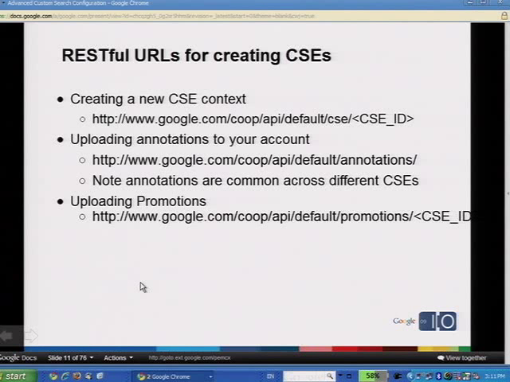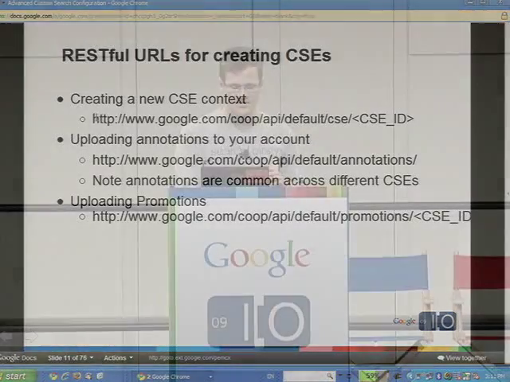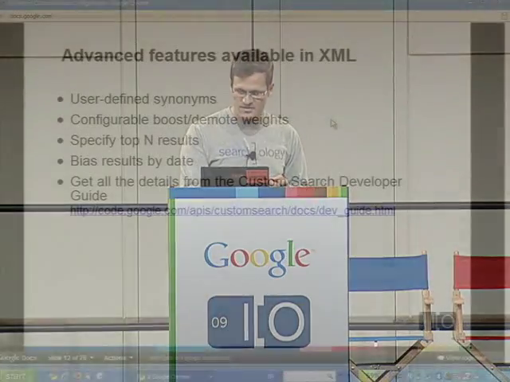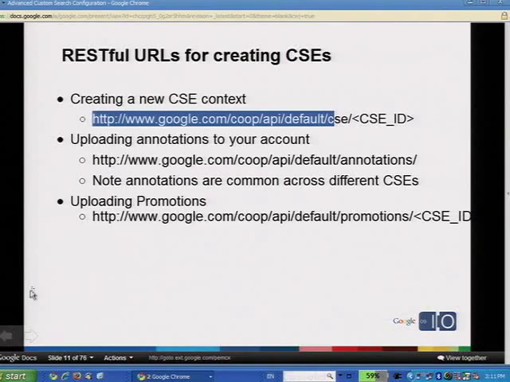And if I don't want to interact with the control panel, if I don't want to manually upload and download these XML files in order to create or to modify my custom search engine, all I have to do is use our RESTful URL patterns to do these creations and modifications. And you can see the full list of RESTful URL patterns in the custom search engine developer docs, but they're pretty simple. To create a new CSE context, there's just this URL pattern with CSE in it, and you create it with the CSE ID.